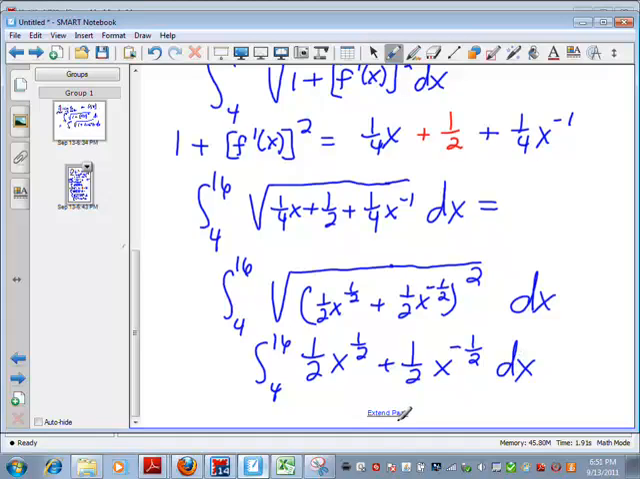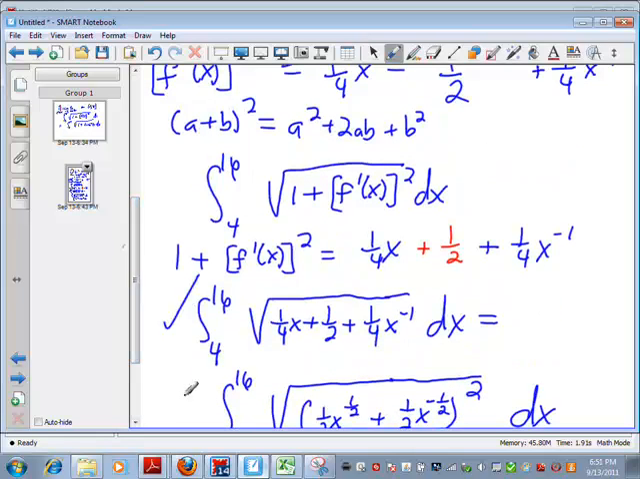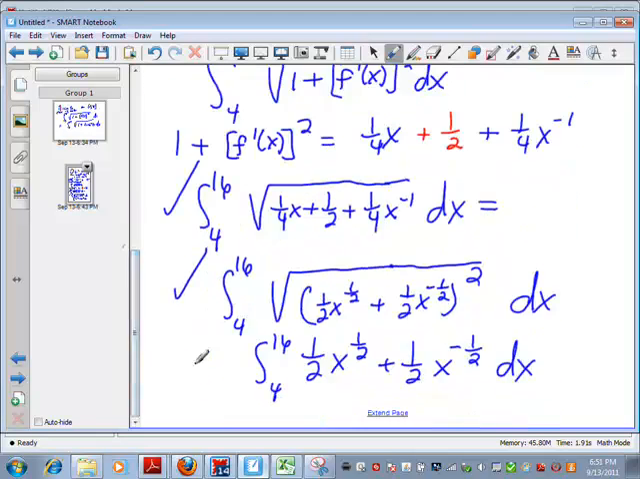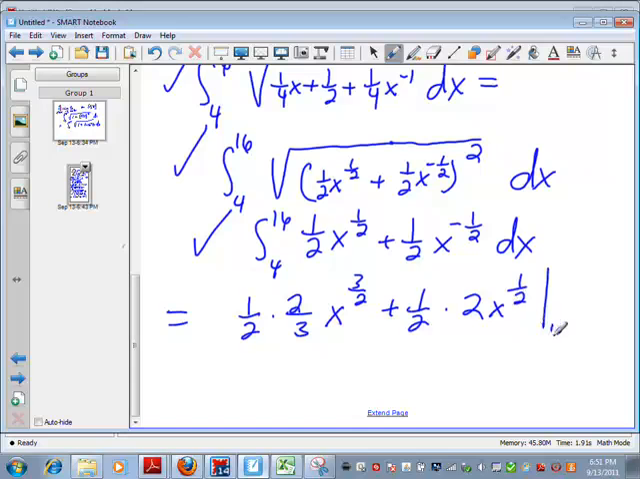Questions about this? Running through this, it is equal, by the fundamental theorem of calculus, to 1/2 times, add 1 to that, so that's 2/3, x to the 3/2 plus 1/2 times, add 1 to the power, divide by 2, x to the 1/2, evaluated from 4 to 16.